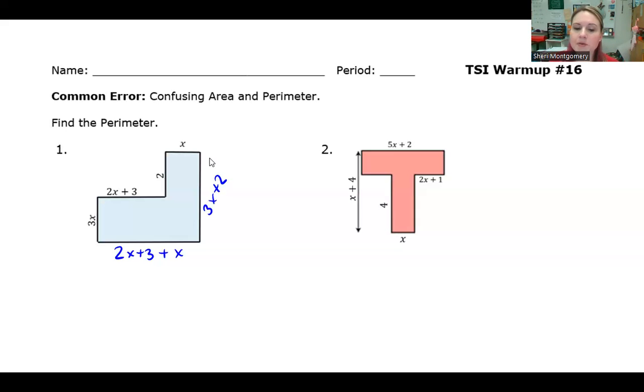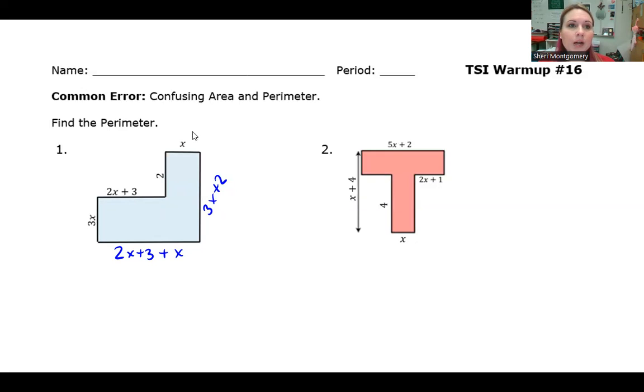How do you find perimeter? Add all the sides. You just have to be careful and you need to combine like terms as you go. You can start wherever you want to. You could start at the top at x. So 1, 2, 3, 4, 5, 6, 7, 8, 9, 10, 11, 12. So you should have 12x.